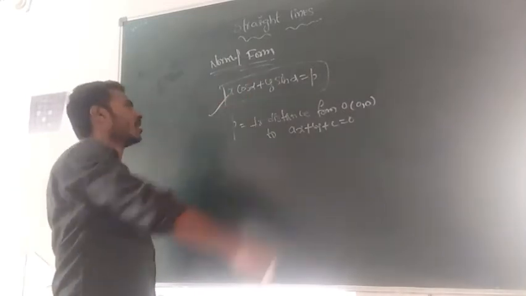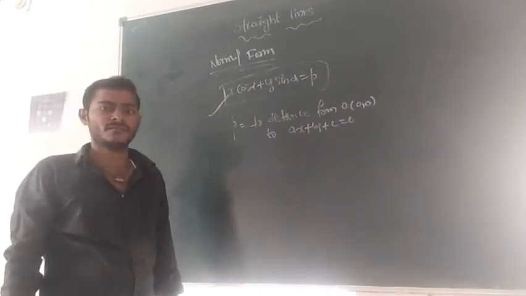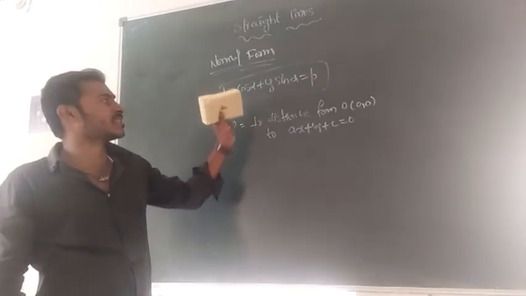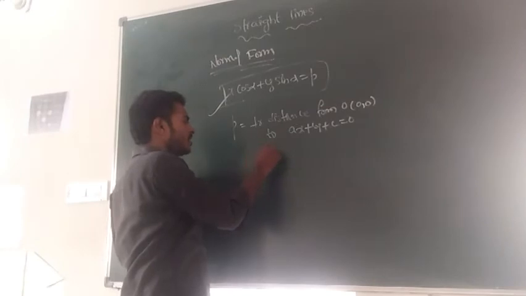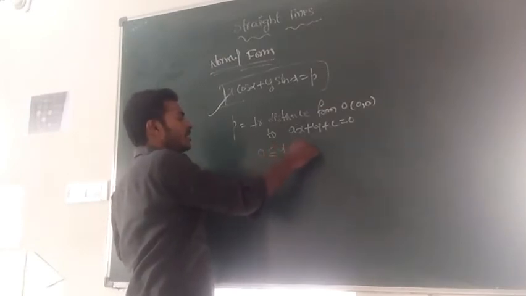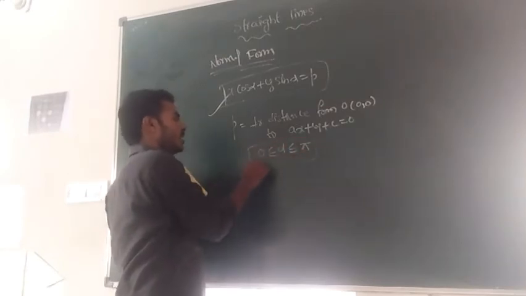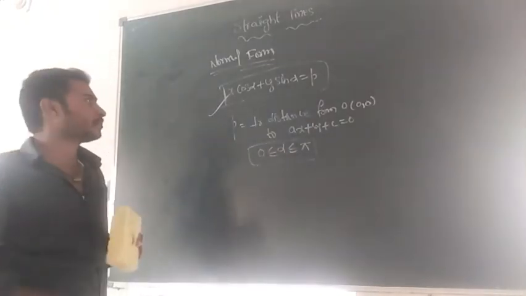This form is called the normal form: x cos alpha plus y sin alpha equal to p, where alpha lies between 0 less than or equal to alpha less than or equal to pi.